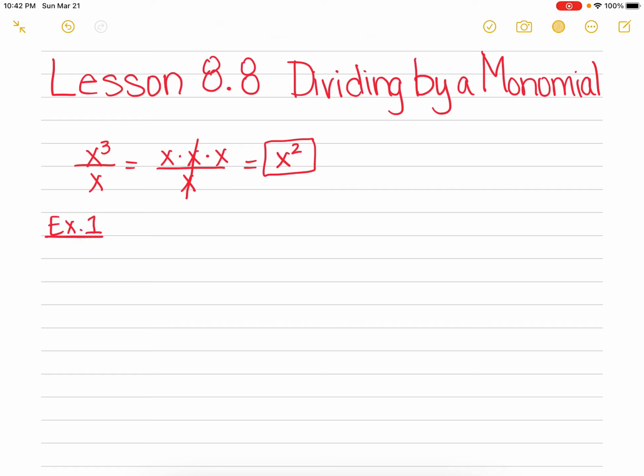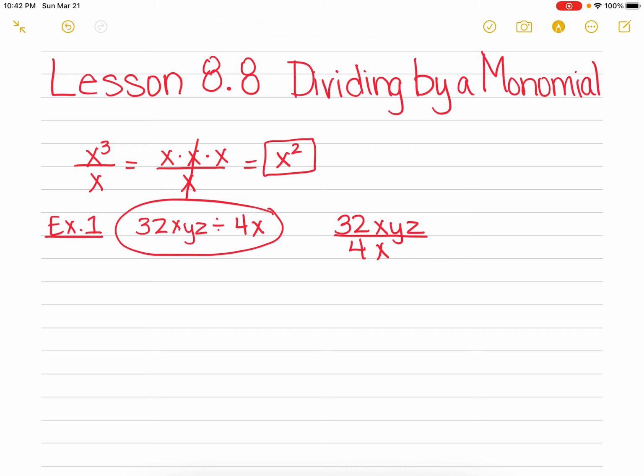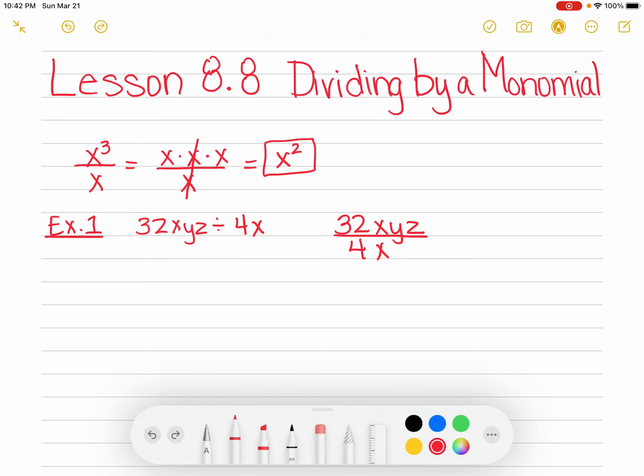Example 1 is 32xyz divided by 4x. I always suggest that you write this as a fraction, where one is on top and one is on bottom. On your homework tonight, it has both ways. It will show it like this, or it might show it with the fraction type. So I'm going to rewrite this with one on top and one on bottom. I wanted you to see this so that you would know that sometimes it shows up that way. Now let's look at the one I did on the fraction type.